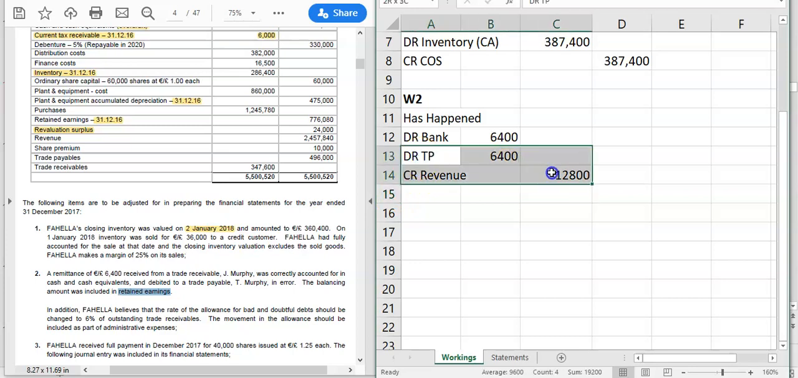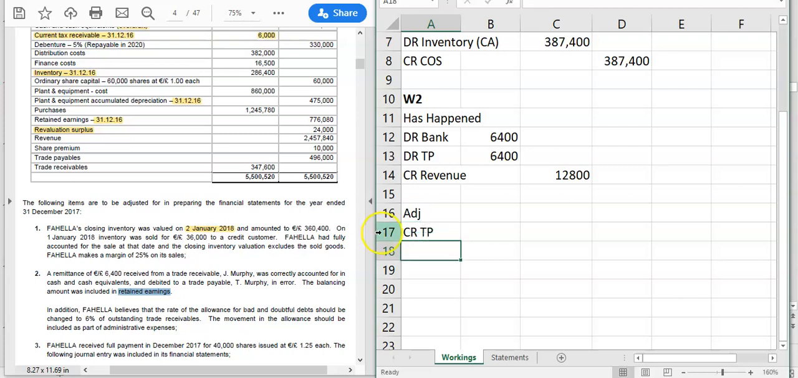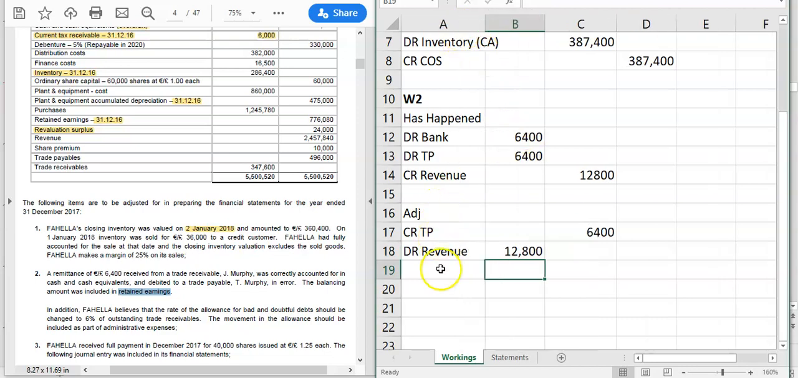So we've clearly done some things wrong here. So the adjusting to remove it will be to credit trade payables. We know that's wrong. It shouldn't have been done there. We're going to debit revenue because we know that's wrong. This has nothing to do with revenue, it's to do with receivables. And in the balance there will be credit trade receivables 6,400. So that's your adjusting figures there.